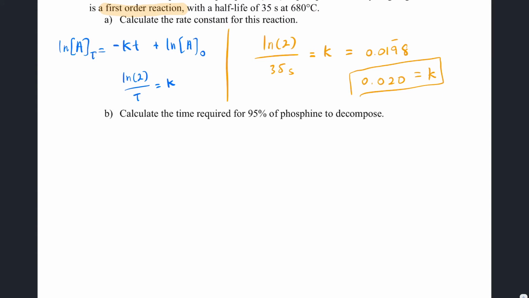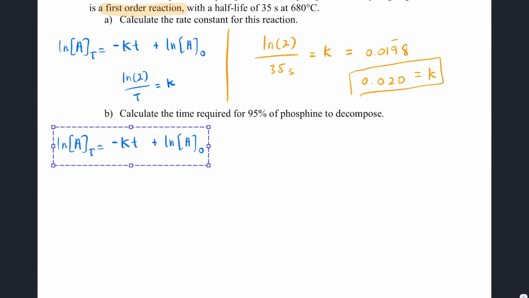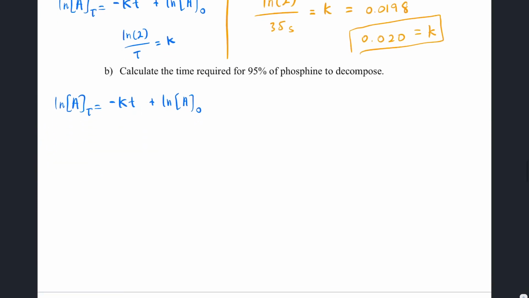Okay, so let's continue with this one, part B. Calculate the time required for 95% of the phosphine to decompose. Okay, so because this isn't a half-life equation, we're going to be using the first equation that I wrote down, this integrated rate law. So I'm just going to select it instead of writing it all over again. Let's put that here. Okay, so now we have that written here.